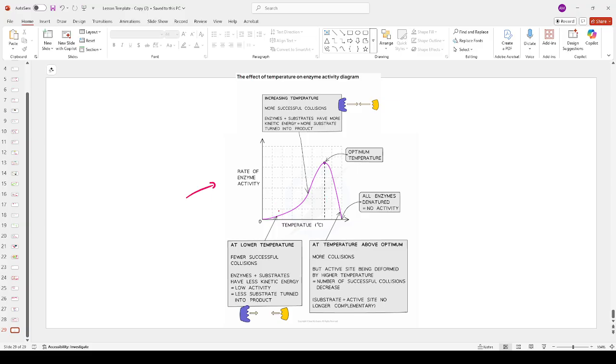So as soon as temperature increases, you're getting more successful collisions because you have more kinetic energy. Does everyone know what I mean when I write this? Okay, so enzymes and substrates have more kinetic energy, and therefore more are turned into a product. So increased chances.